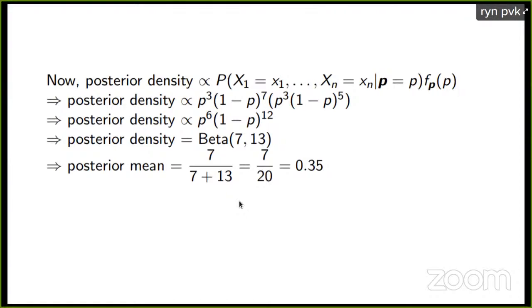Sir, does it mean that the population follows a beta distribution, not Bernoulli? No, the population distribution was Bernoulli, right? The prior distribution was beta, and my posterior distribution is also beta.